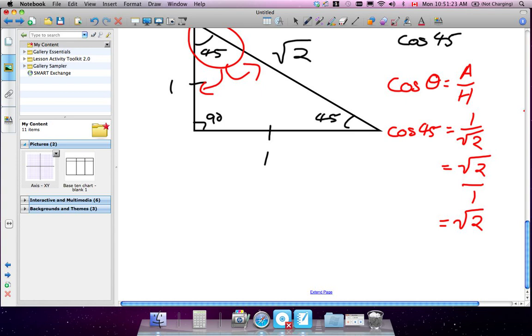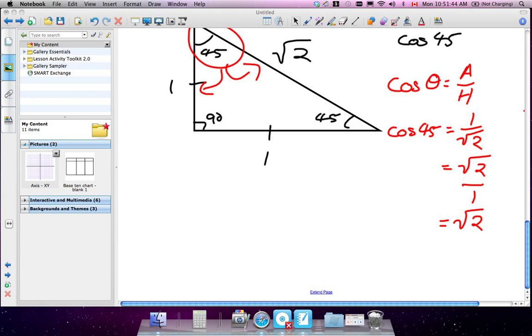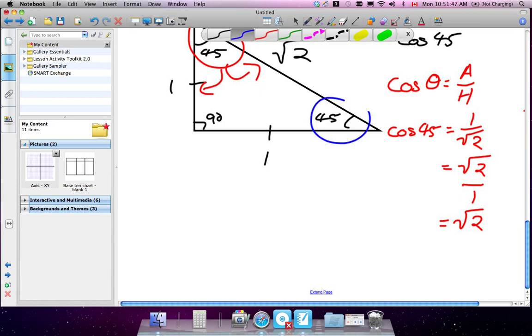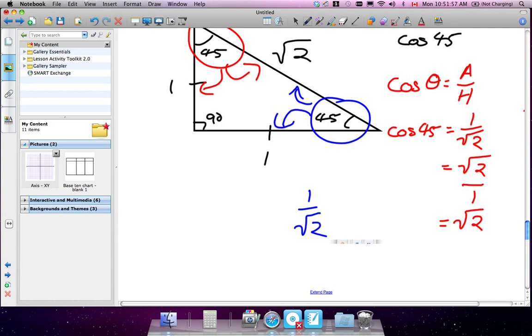You could find what our answer would have been. Root 2 is equal to 1.41. This was exactly what we found before. Doesn't really matter which 45 we use. Let's say we use that one. Cosine of this: adjacent over hypotenuse. Adjacent is 1, hypotenuse is root 2. Didn't really matter which one I used. I still got the exact same answer. Does that make sense?